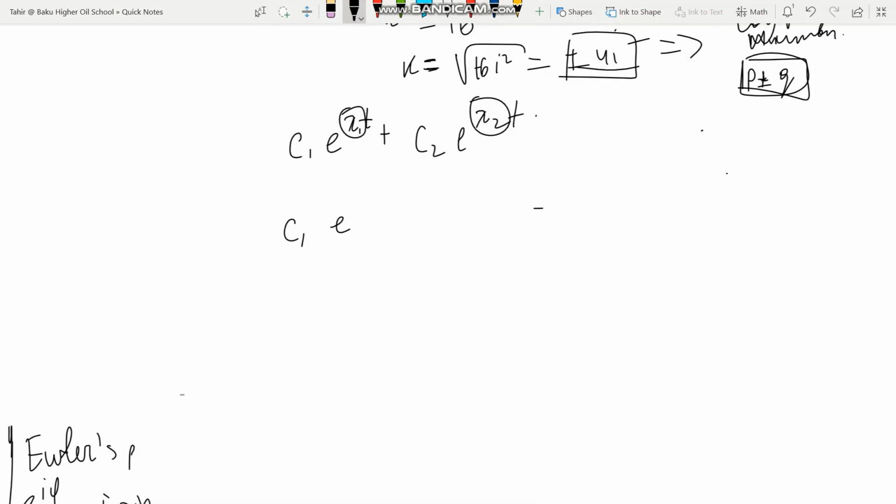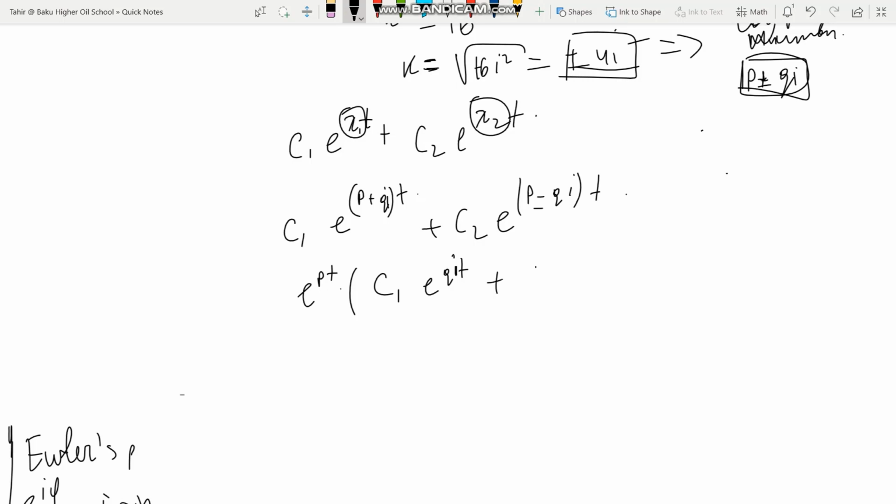C1 multiplied by e to the power p plus qi t plus c2 multiplied by e to the power p minus qi t. This is the final solution. Let's just take e to the power pt out of the brackets: C1 e to the power qit plus c2 multiplied by e to the power minus qit.